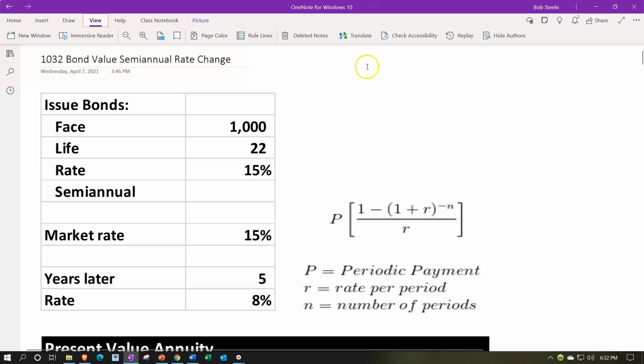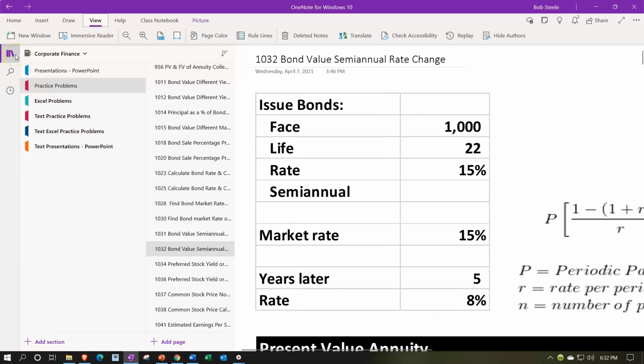Here we are in OneNote. If you have access to OneNote and would like to follow along, you're not required to, but if you would like to, we're in the icon on the left-hand side, down in the practice problems area, and then down in the 1032 bond value semi-annual rate change tab.